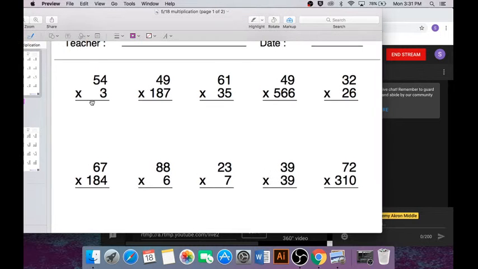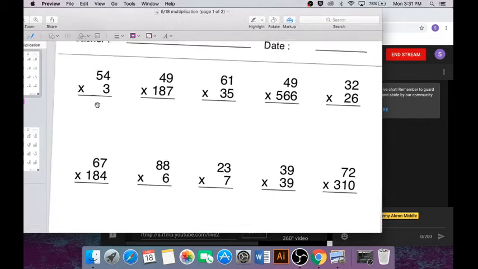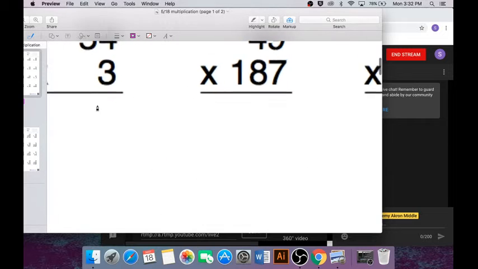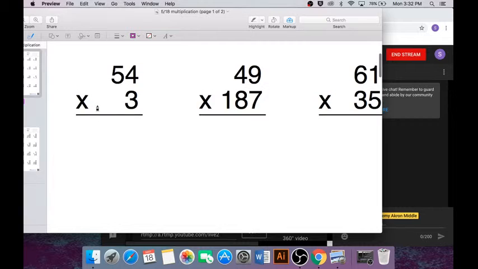So our first one, we have 54 times 3. So we start with 3 times 4. 3 times 4 is 12. So we're going to put down the 2, carry the 1. And we're going to do 3 times 5. 3 times 5 is 15, plus 1 is 16. So our answer is 162.